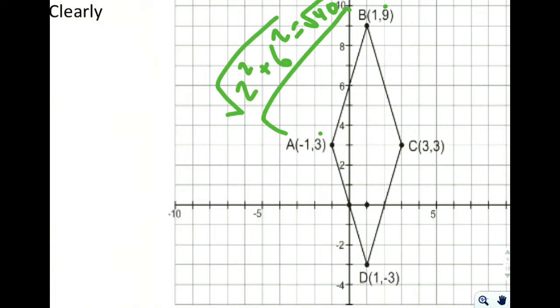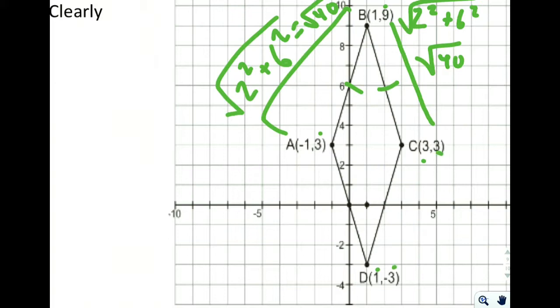And let's see what we get going in this direction here. 1 and 3 are 2 apart, and 9 and 3 are 6 apart. So we're going to have the exact same thing, a square root of 40 again. So another side that's the same. So these two sides are the same. Over here, 1 and 3 are 2 apart, -3 and 3 are 6 apart. So we are getting used to that pattern. That's also going to be the square root of 40. And then 1 and -1, 3 and -3. That's going to be 2 squared plus 6 squared for a final time, giving us another side length of square root of 40. So all 4 sides are the same.